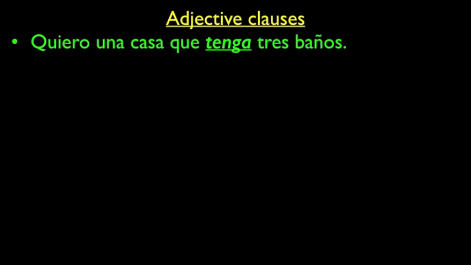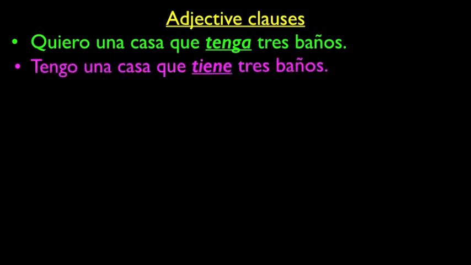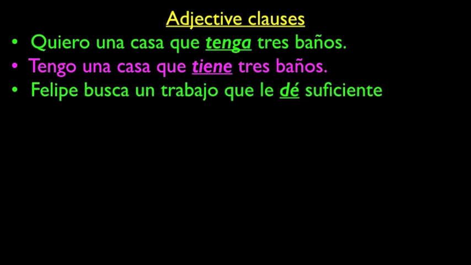To me, that house doesn't exist. So, quiero una casa que tenga. It doesn't exist yet. As opposed to, tengo una casa que tiene 3 baños. I have a house that exists, that has 3 bathrooms. I have it. It exists. Here's another example. Felipe busca un trabajo que le dé suficiente libertad. He's looking for a job that gives him a lot of free time. He may never find that job.